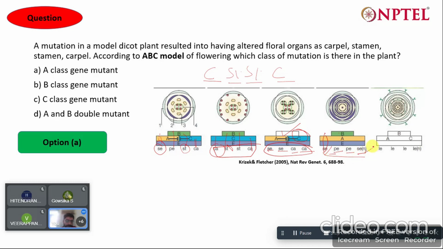Okay, and when E class genes are mutated, so what happens in E class? E class is important for development of all the floral organs. So in that case, it will be leafy growth. So nothing will be differentiated in that case. Okay, everyone understood?